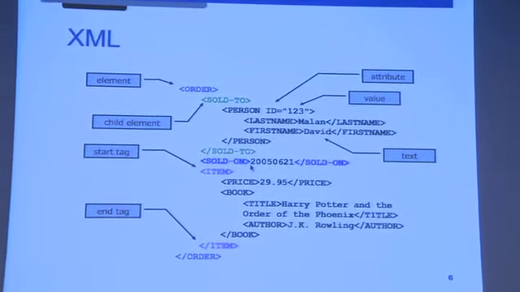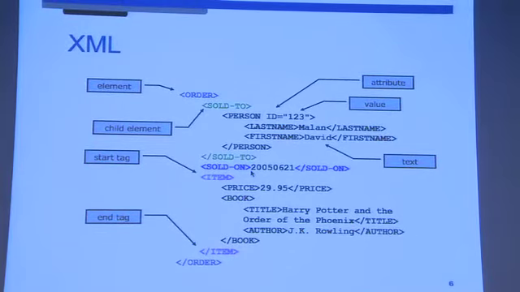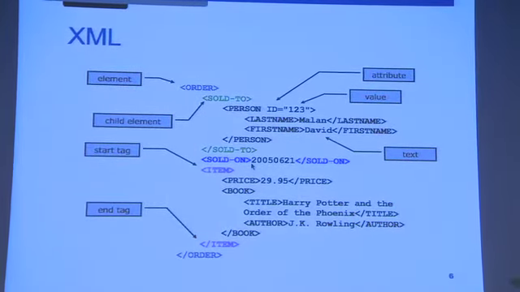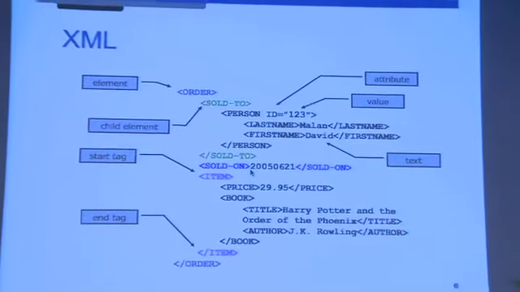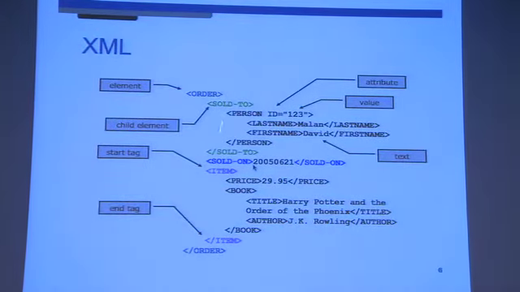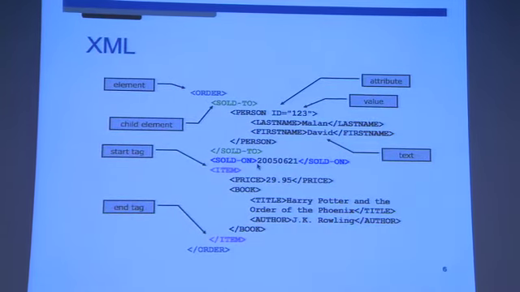What's another child of order in this example? Yeah, Jack. Sold on. And you can infer it from the indentation and also from the fact that it's color-coded here. But again, if you actually piece through the open tags and close tags, it is indeed at the same level as sold to, as is item. So apparently the element called order has at least 3 children that we can see here.